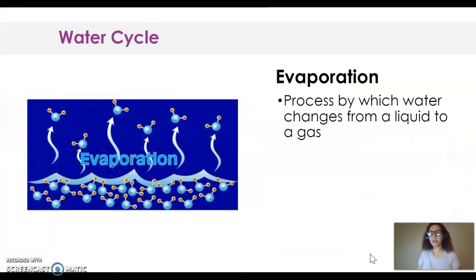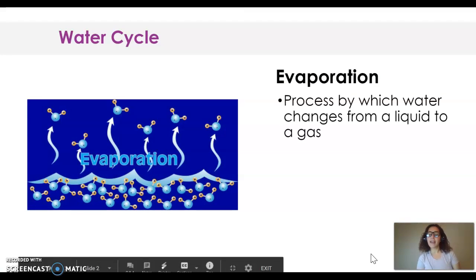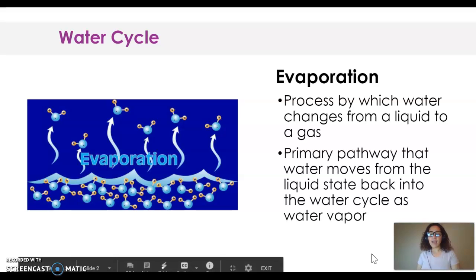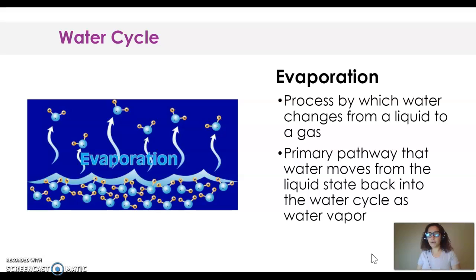The first part that we're going to look at is evaporation. And evaporation happens when water changes from a liquid to a gas. So if you remember in the terrarium experiment, that water disappeared from the lake because it evaporated. And this is the way that water moves from the liquid state on Earth back into water vapor as part of the water cycle.